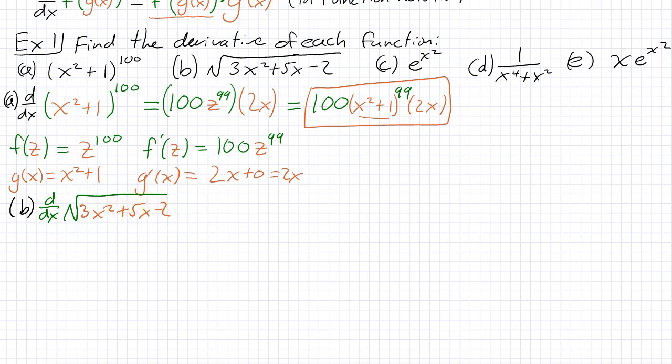So the f function is just the square root of z, and the inner function, the z itself, is a function of x, and that here is 3x squared plus 5x minus 2. And then we need the derivatives of each of these as well.